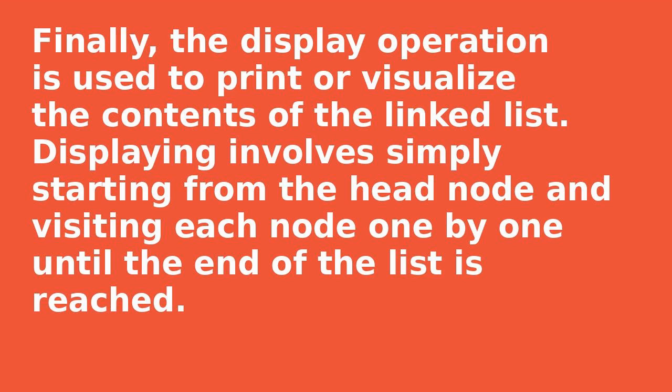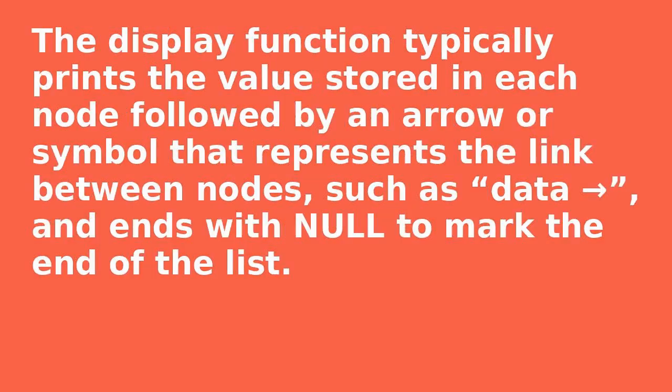Finally, the display operation is used to print or visualize the contents of the linked list. Displaying involves simply starting from the head node and visiting each node one by one until the end of the list is reached. The display function typically prints the value stored in each node, followed by an arrow or symbol that represents the link between nodes, such as data right pointing arrow, and ends with null to mark the end of the list.